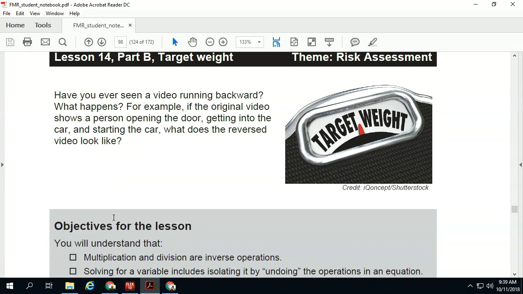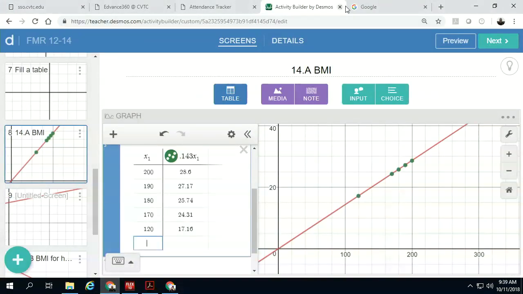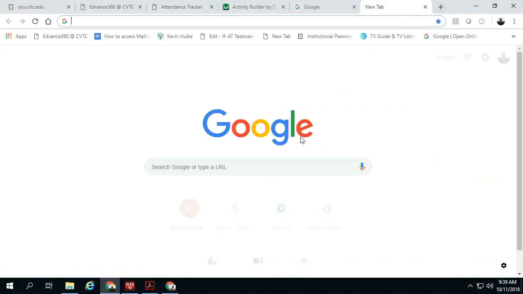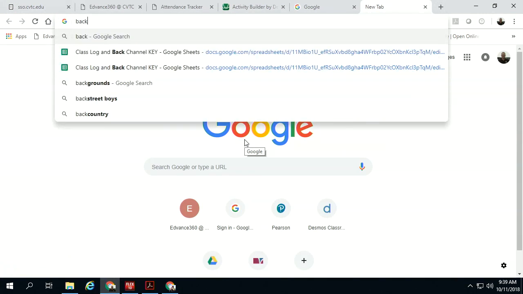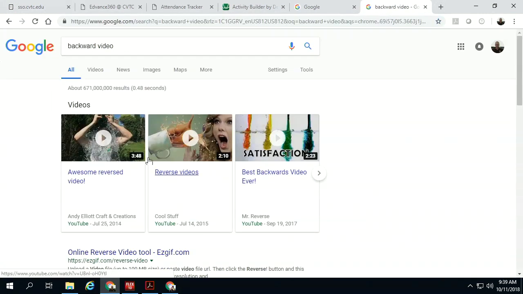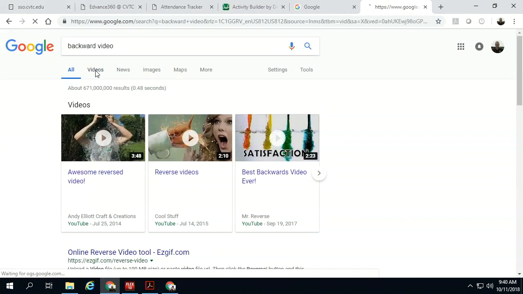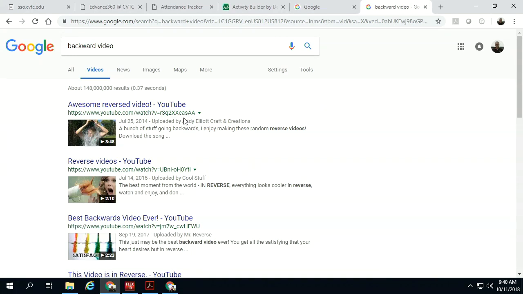Have you ever seen a video running backwards? Oh man, I gotta find this one. Backward video. Please. Oh, I know where to find it.